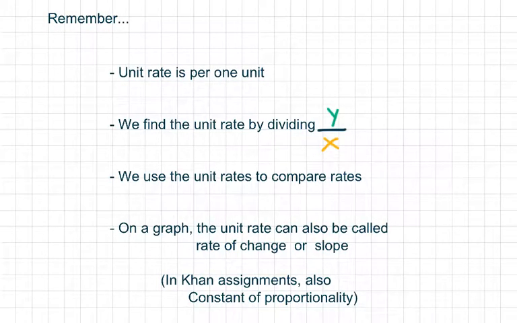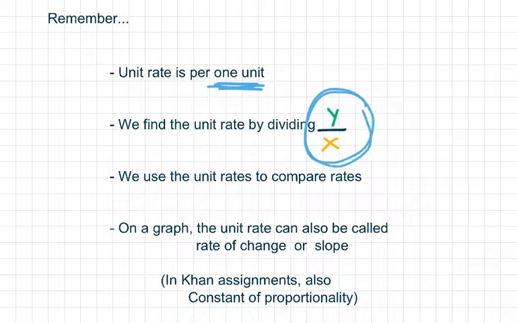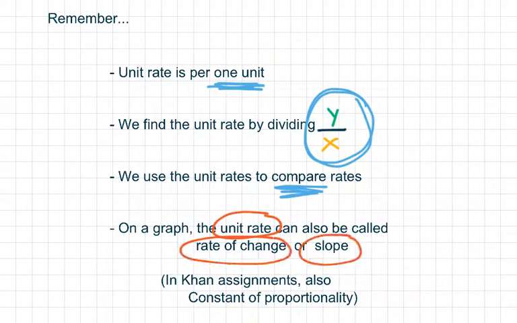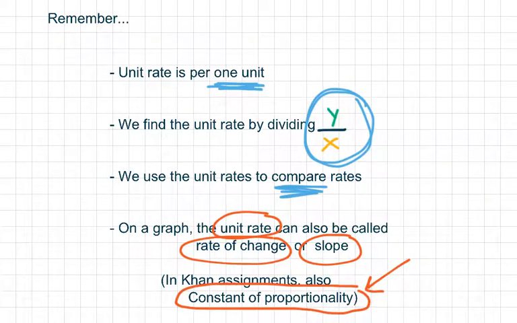Before I give you your assignments, just remembering unit rate is per 1 unit. We find unit rate by dividing y divided by x. We can use unit rate to compare like we did with my siblings to see which one makes the most money per hour. And lastly, remembering that unit rate, rate of change, and slope are all the same, they're just called different things. In your Khan Academy assignments, another synonym for all of these words is constant of proportionality. So again, all of these words are synonyms, they're all the same. People are going to use them at different times. So don't get confused by all those different words meaning the same thing.